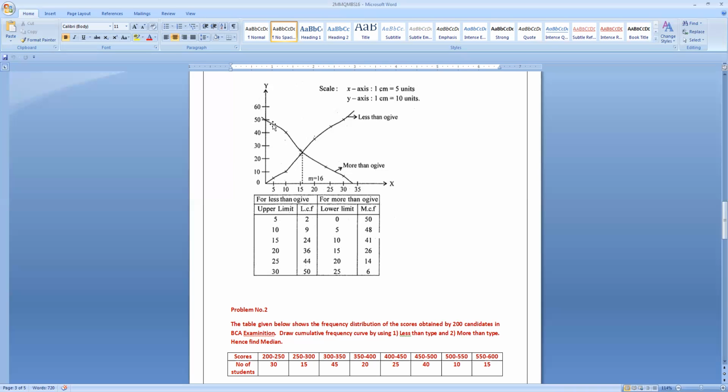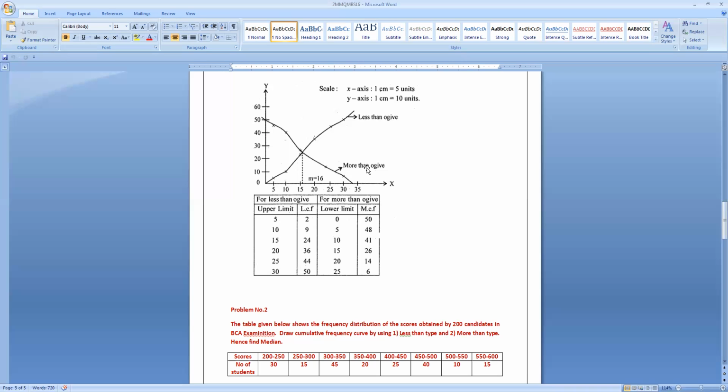Then on 5 it is 48. After 5, the next two boxes we leave, so it becomes 48. Then on 10 it is 41. Then on 15 it is 26. Then on 20 it is 14, which means we mark it on the fourth box. Then on 25 it is 6. We join all the points with a smooth free curve.